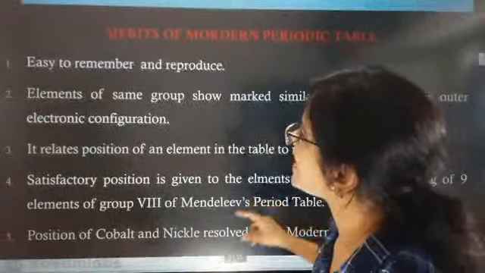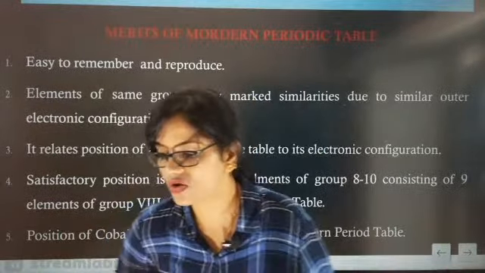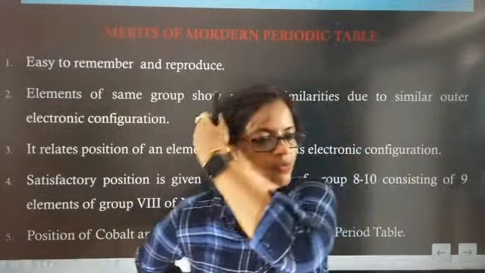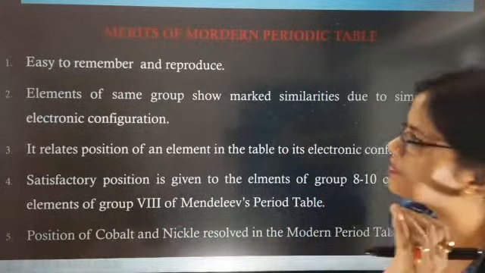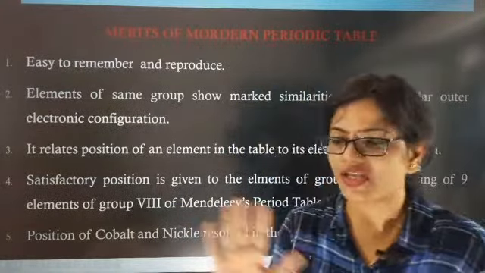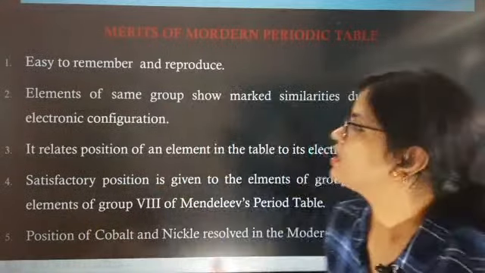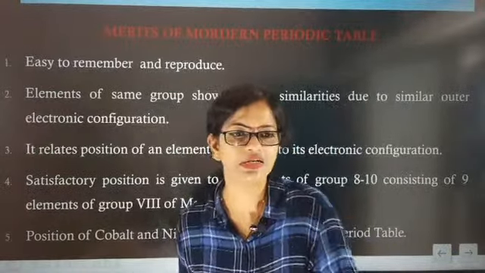So in the periodic table, now we are going to go towards characteristics, merits of the modern periodic table. So what are the merits of the modern periodic table? First, the modern periodic table is easy to remember and reproduce. So we can represent this modern periodic table easily. It can be presented very nicely.